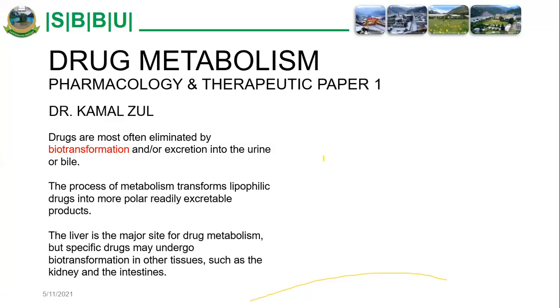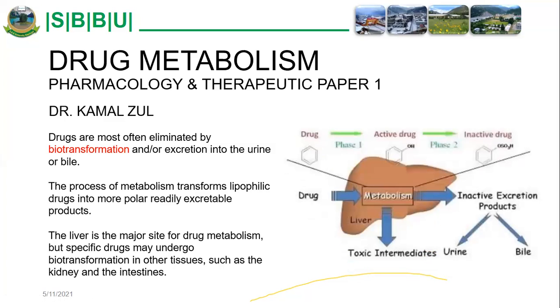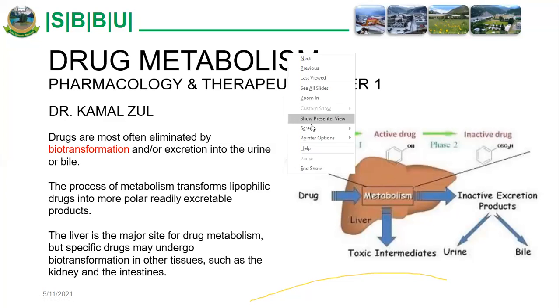You can see the liver is the major site for drug metabolism, but specific drugs may also undergo metabolism in some other tissues like the kidneys and intestines. They can also metabolize drug products. And the basics, we have already been through these slides, these lectures, that I already discussed in a little detail.